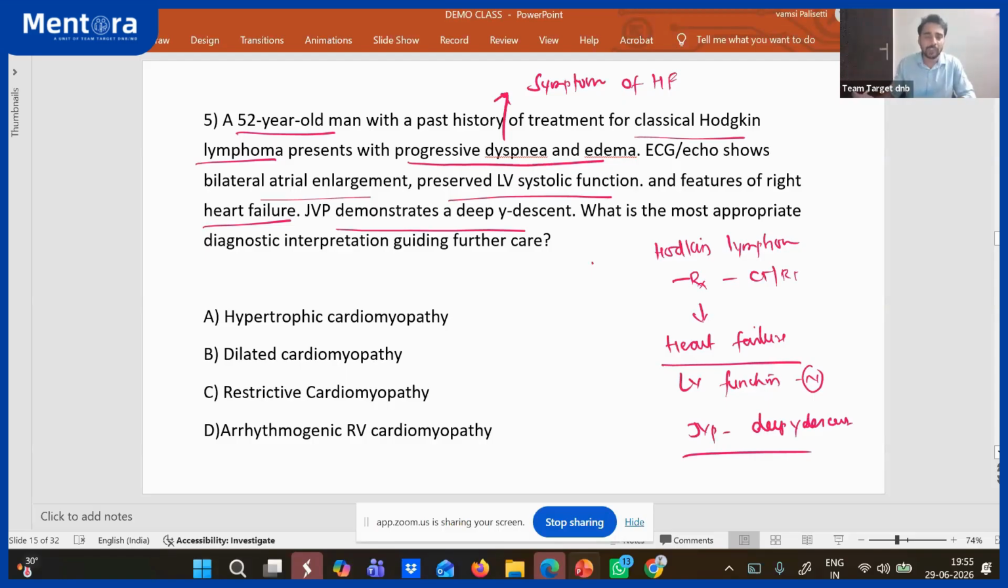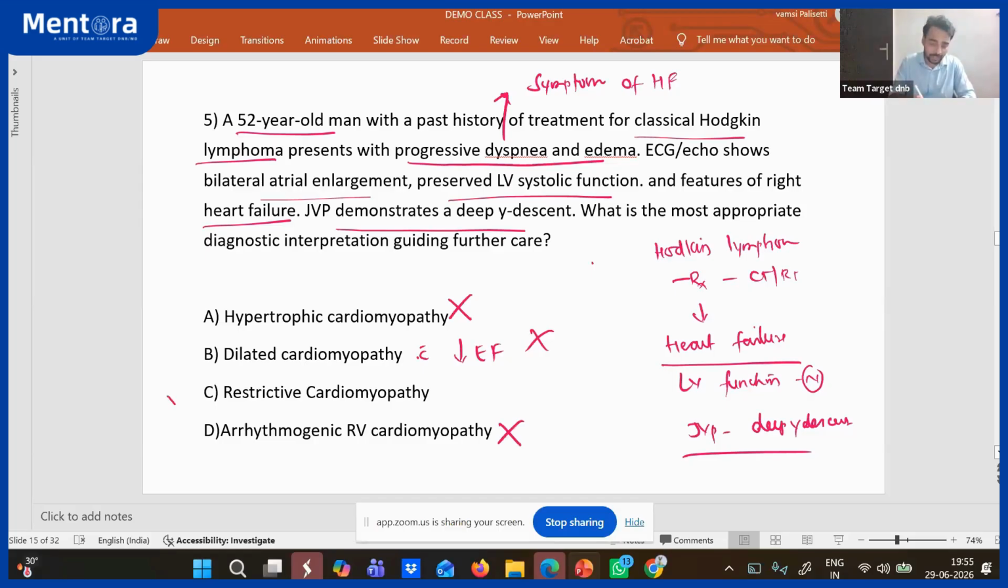So after taking chemotherapy, radiotherapy, hypertrophic cardiomyopathy, right? It won't come after chemotherapy, radiotherapy. It's a genetic autosomal dominant disorder. It will come from the young age only. It is not seen after chemotherapy, radiotherapy. And dilated cardiomyopathy, in dilated the patient will have decreased ejection fraction, but here patient has normal systolic function. So this is also ruled out. And arrhythmogenic right ventricular cardiomyopathy, again it's a genetic disorder which happens in young age only, and it's not related to chemotherapy. So this is also ruled out.